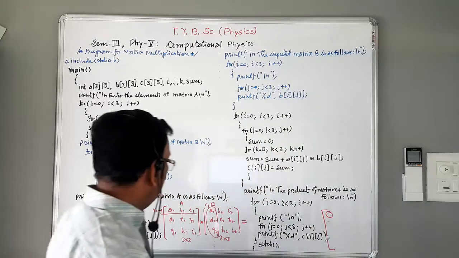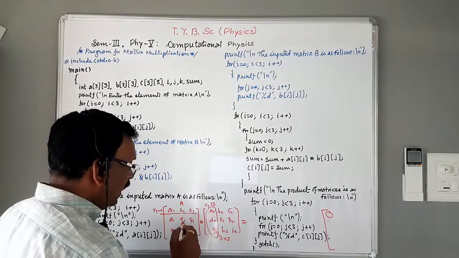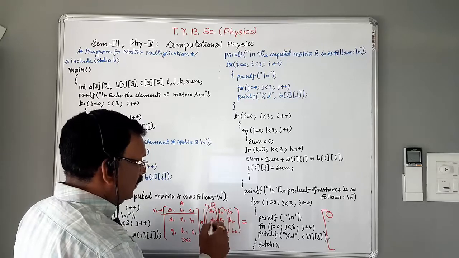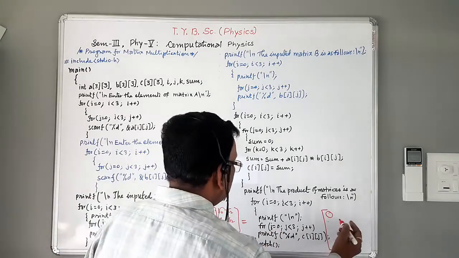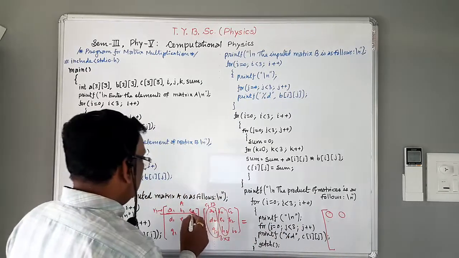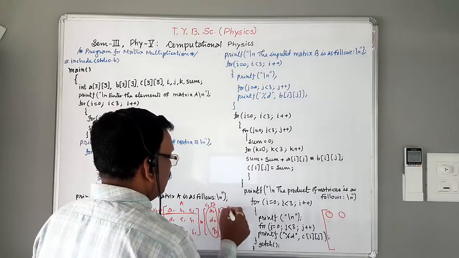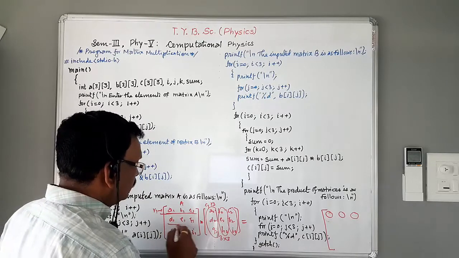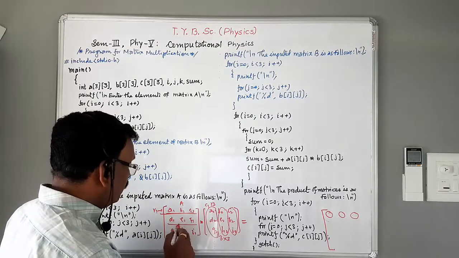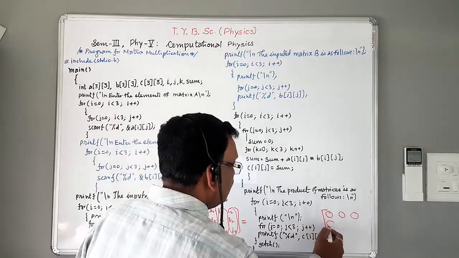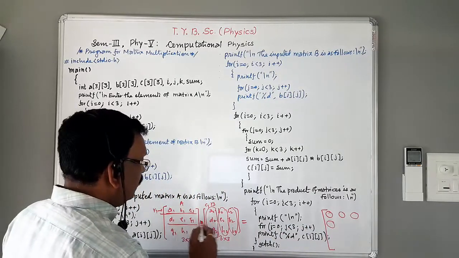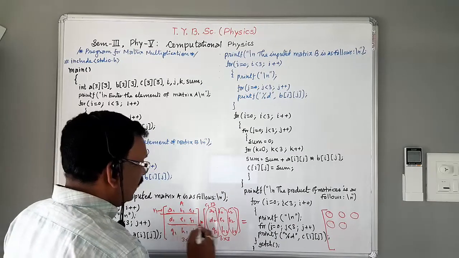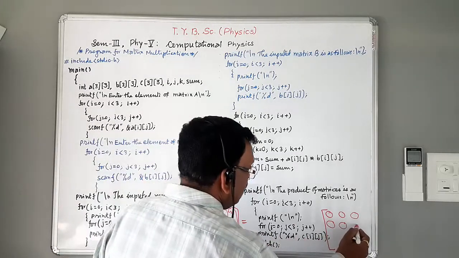Let me show here. Like this. Then again first row, second column. The result is put here. Then first row, third column, put the result here. In this way you can obtain it. Then second row, first column, put the result here. Then second row, second column, put the result here. Then last, second row, third column, put the result here.